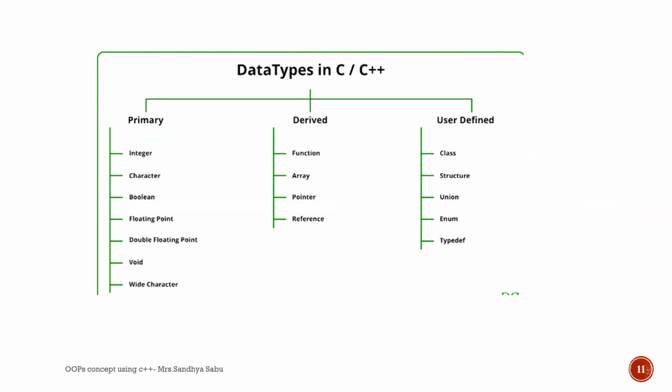Next come the data types. What are the data types we have in C++? We have three types: primary, derived, and user defined. User defined includes class, structure, union, enum, and typedef. We have just learned what class, union, enum, and typedef are. Union and structure are the same, and with enum we create a list. Next, the primary data types are integer, character, boolean, floating, double, void, and wide character. Next is derived, which constitutes function, array, pointer, and reference. These are some of the data types that we have in the C++ programming language.